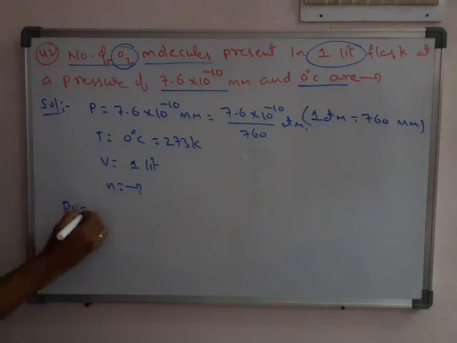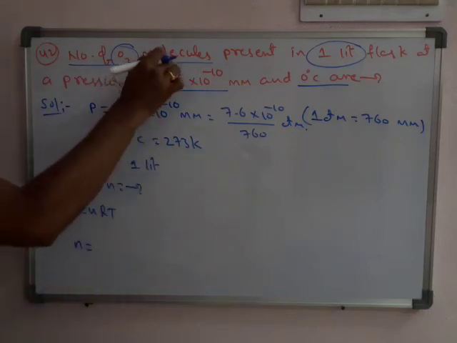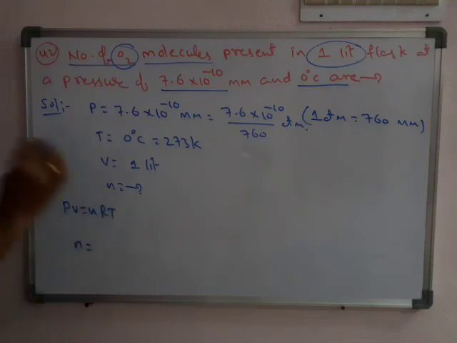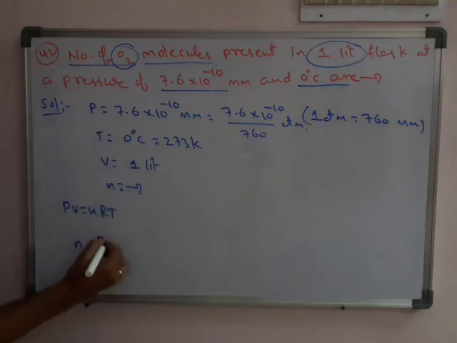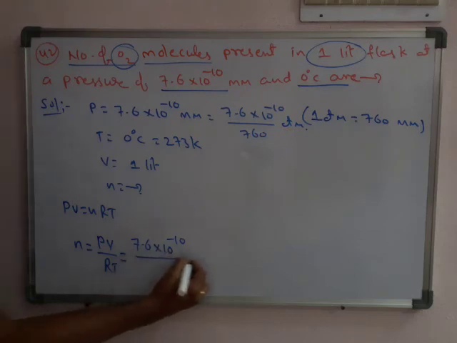That is the ideal gas equation, PV equals nRT. We have to find the number of moles. Actually, we have to find just the number of molecules, but with the help of this we are able to find the number of moles, and then we convert it into the number of molecules. What is the pressure? It is given as 7.6 × 10^-10.